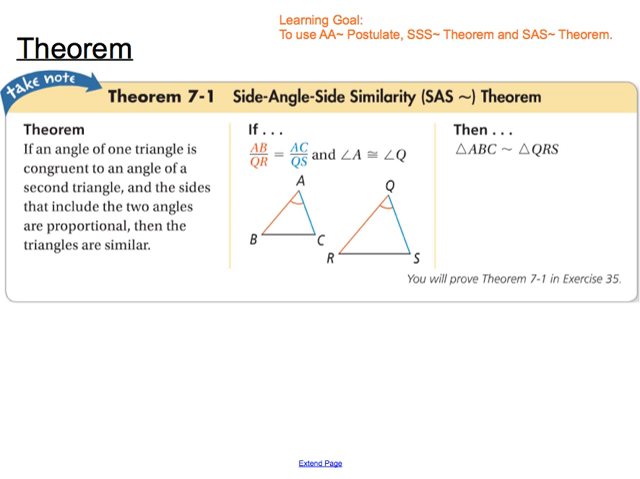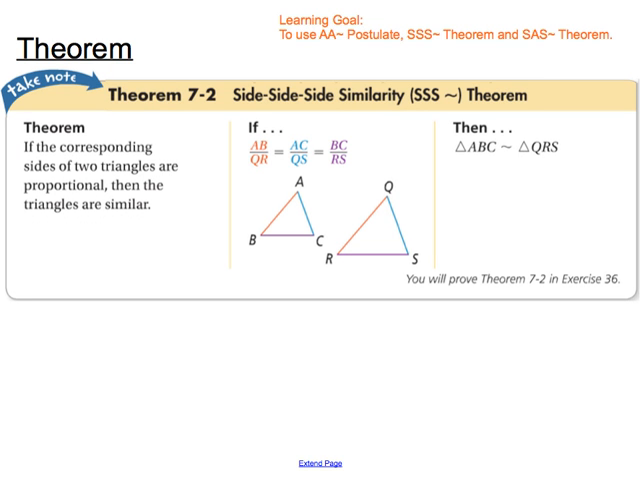Our first theorem in chapter 7 is the side-angle-side similarity theorem. It states that if an angle of one triangle is congruent to an angle of a second triangle, and the sides that include those two angles are proportional, then the triangles must be similar. So much like congruence, side-angle-side works here as well. However, now, rather than the sides that include the angles being congruent, they must be proportional.